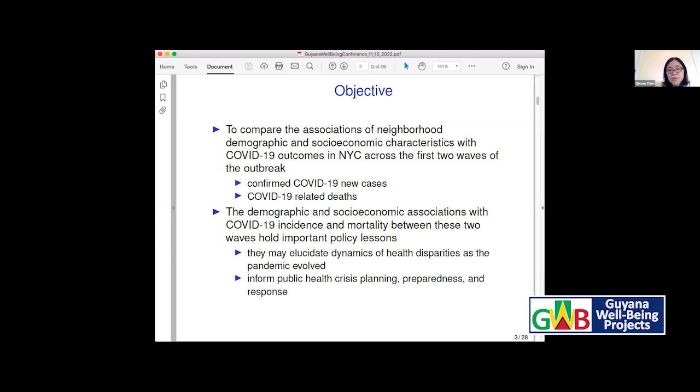Why do we want to study the comparison of this association across these 2 waves? Because we think the demographic and socioeconomic associations with the COVID-19 outcome between these 2 waves hold important policy lessons. They may elucidate the dynamics of health disparities as the pandemic evolved, and can further inform public health crisis planning, preparedness, and response.